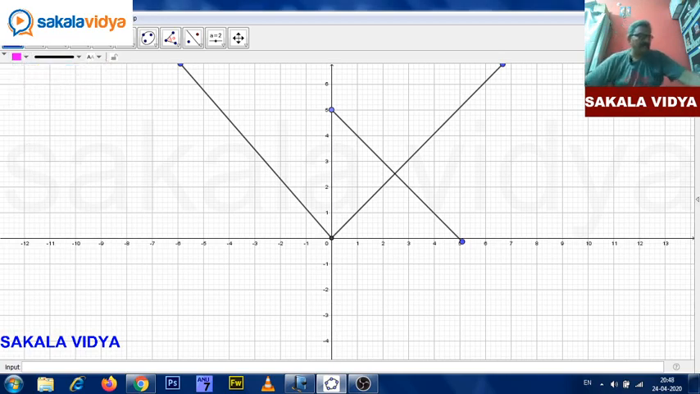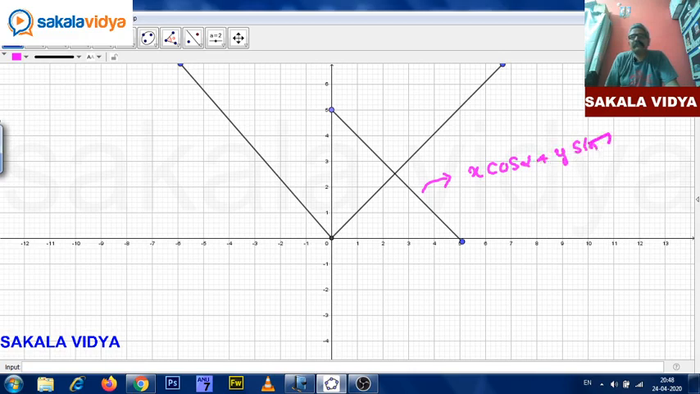Okay, let me explain now. See, this is x cos alpha plus y sin alpha is equal to p. So generally this is perpendicular. x cos alpha plus y sin alpha is equal to p is the normal form. So this distance from here to here is p and this angle will be alpha.